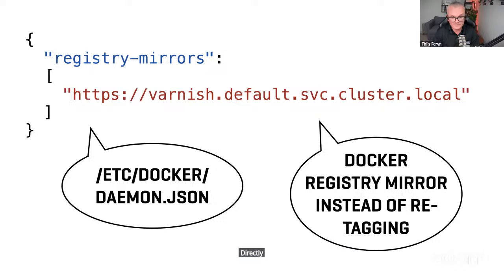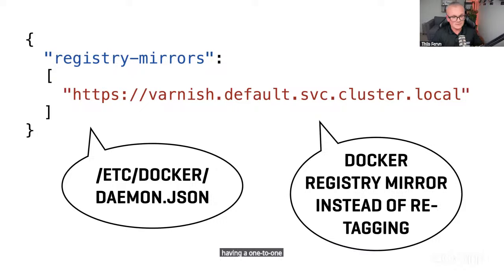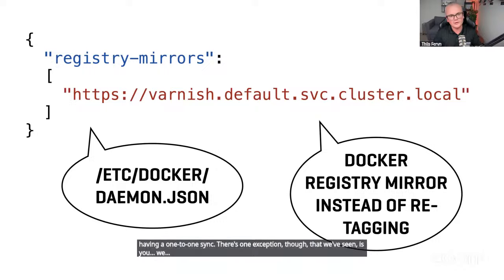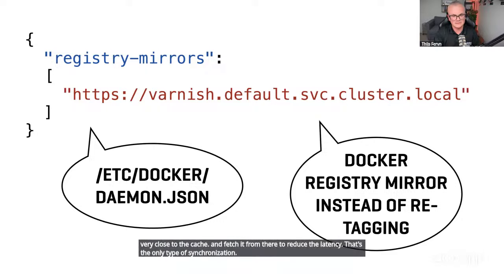If you do have predictions, or you want to measure what's going to be popular, you can do pre-fetches if you want to. It's a possibility. But generally, I would advise against having a one-to-one sync. There's one exception, though, that we've seen, which is when we deploy a Git mirror or use Git, we can deploy a Git mirror very close to the cache and fetch it from there to reduce the latency. That's the only type of synchronization that I would see.